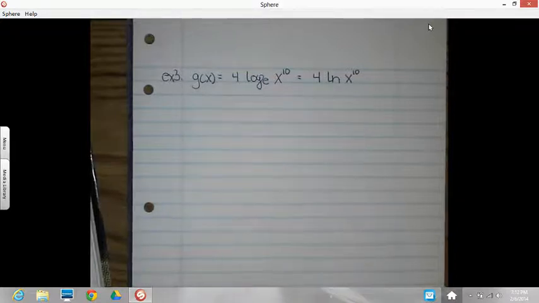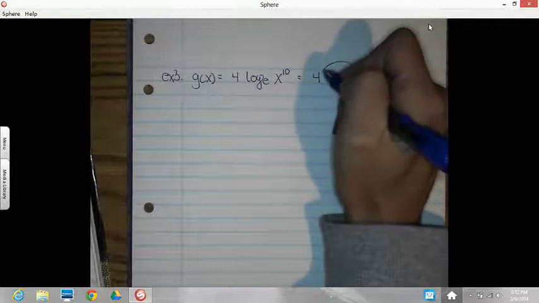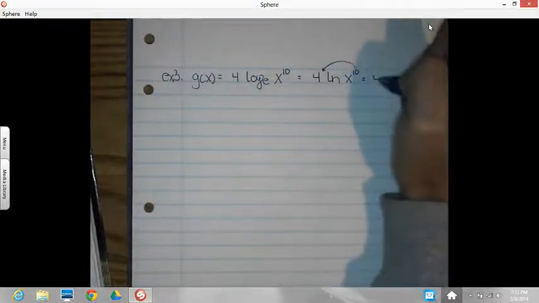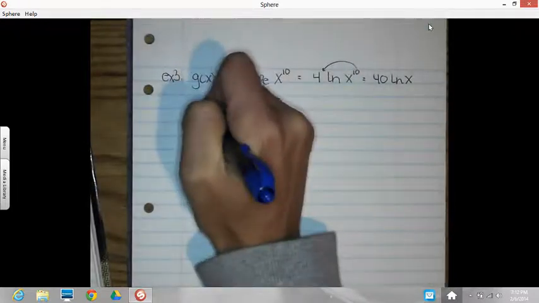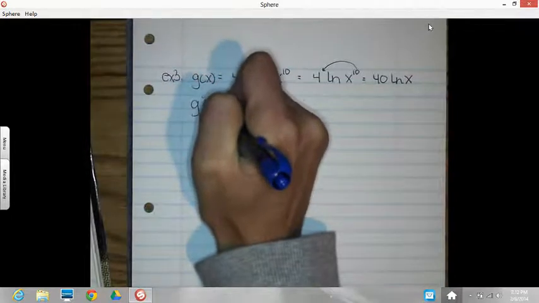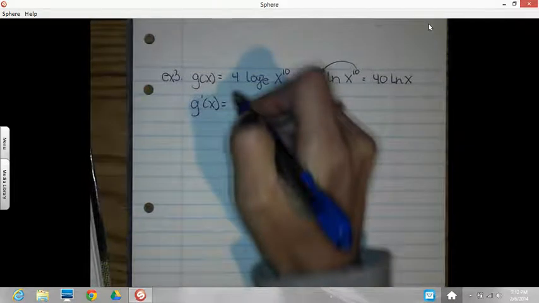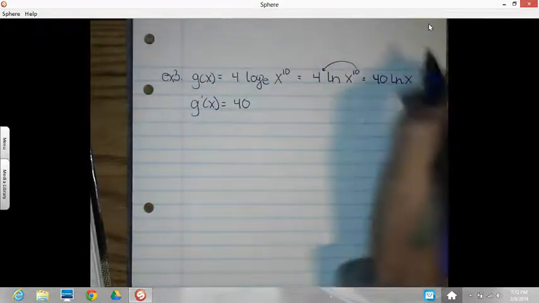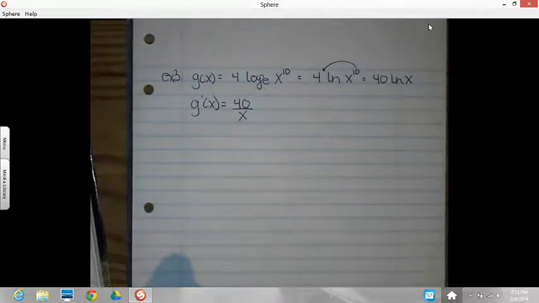I can jump into derivative or I can bring this down as a multiplier before I get started using my log properties. So I've got 40 natural log of x. Now I'm ready for derivative. Derivative here, the 40 is a multiplier, just like before. Carry that along. Times derivative of natural log of x is 1 over x. So that's going to go over x. Okay, next one.